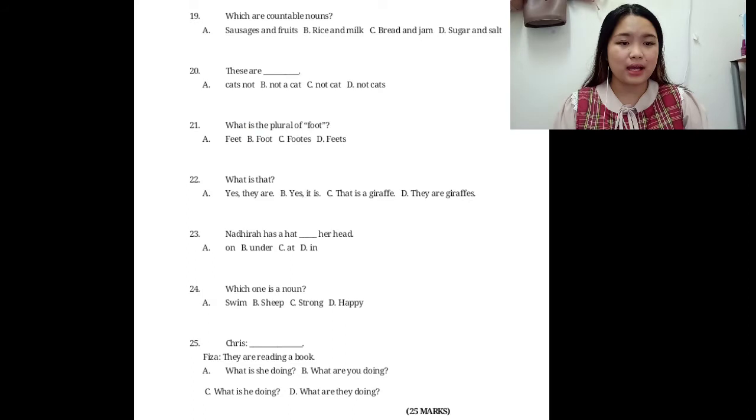In the question paper, we have different types of grammar that are being tested. They are mixed. There are present tense, nouns, and also WH questions. They also ask what is a noun, what type of noun this is. There are also countable and uncountable nouns.